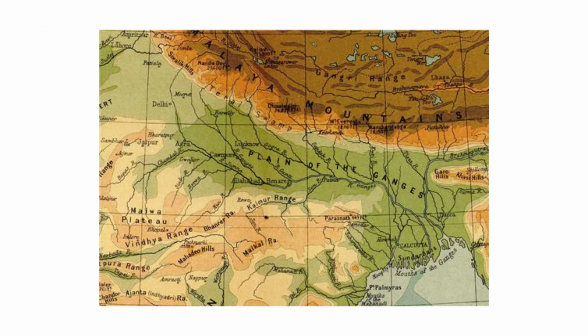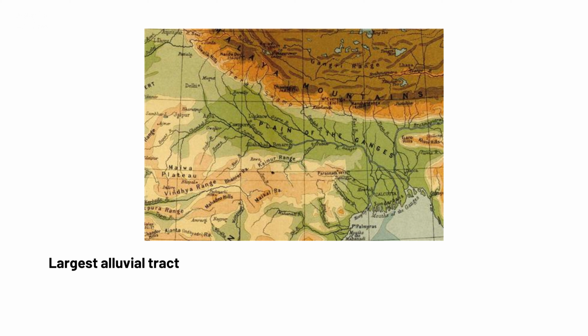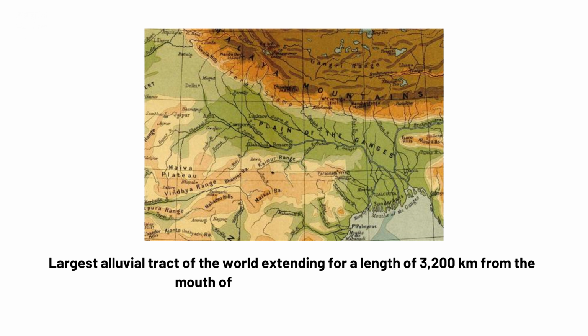Now let's take a look at this beautiful flat land, which is the Indo-Gangetic Plain. It is mostly monotonous, that means you can't see much relief variation. This vast alluvial tract is formed due to mighty rivers like Ganga, Indus and Brahmaputra. This is the largest alluvial tract of the world, extending for a length of 3,200 km from the mouth of the Indus to the mouth of Ganga.